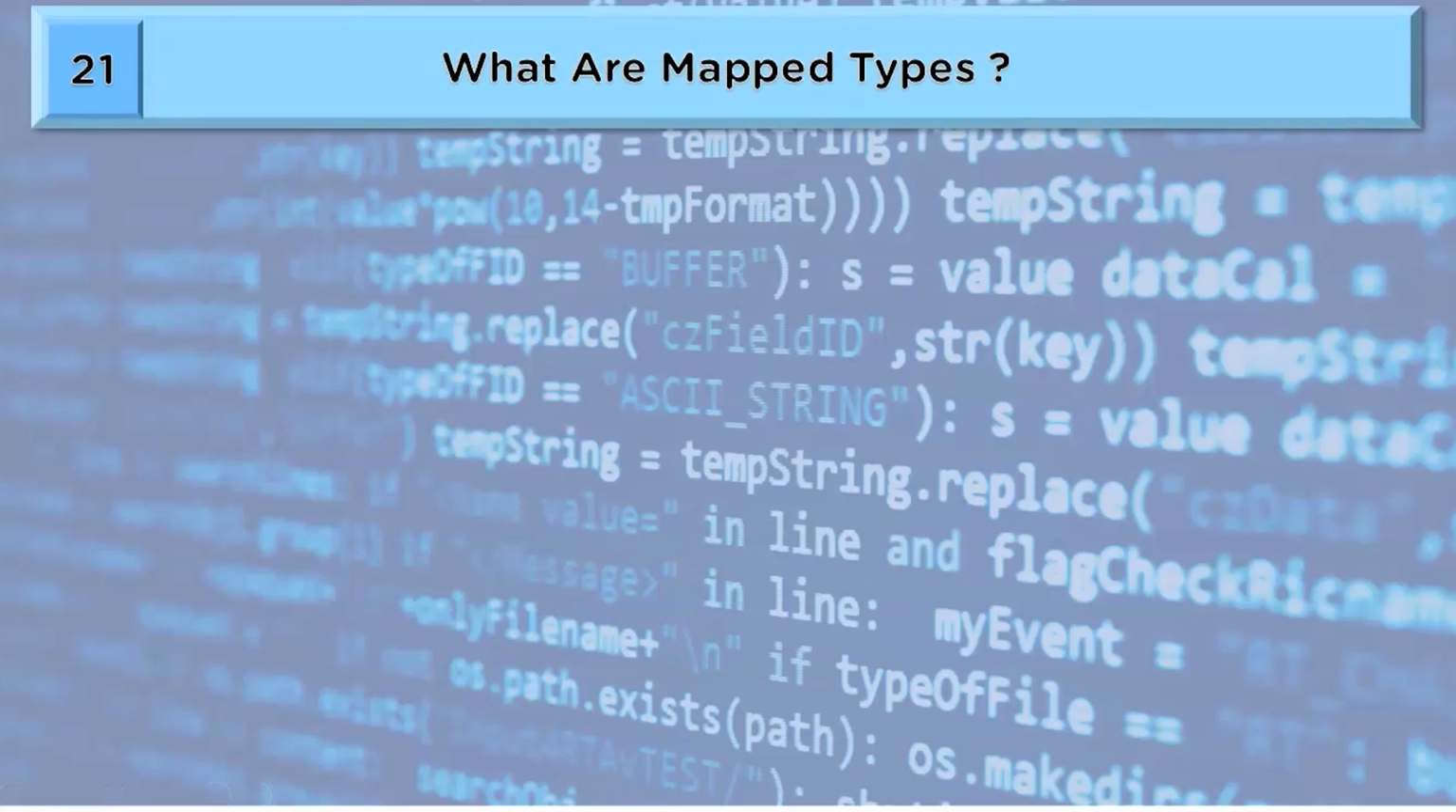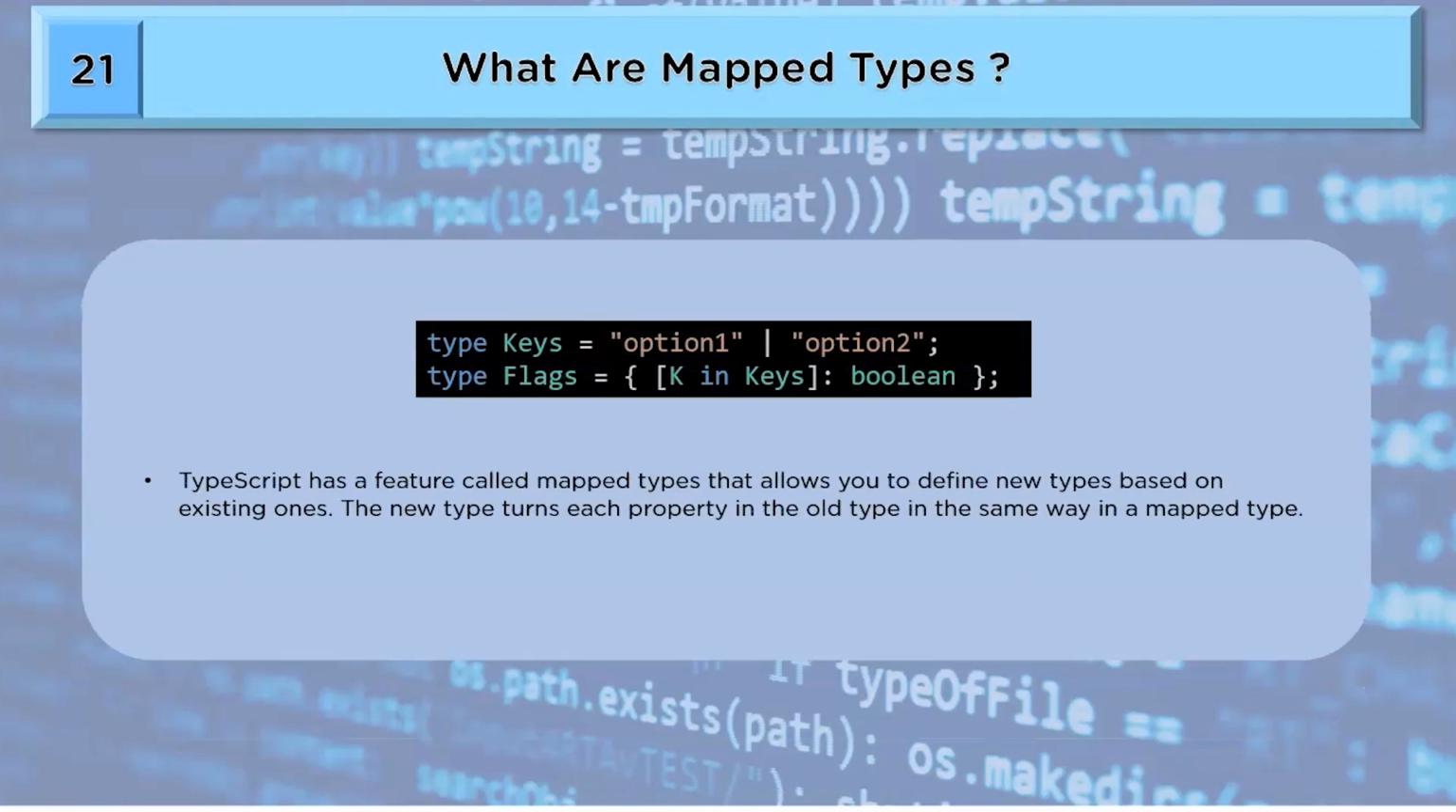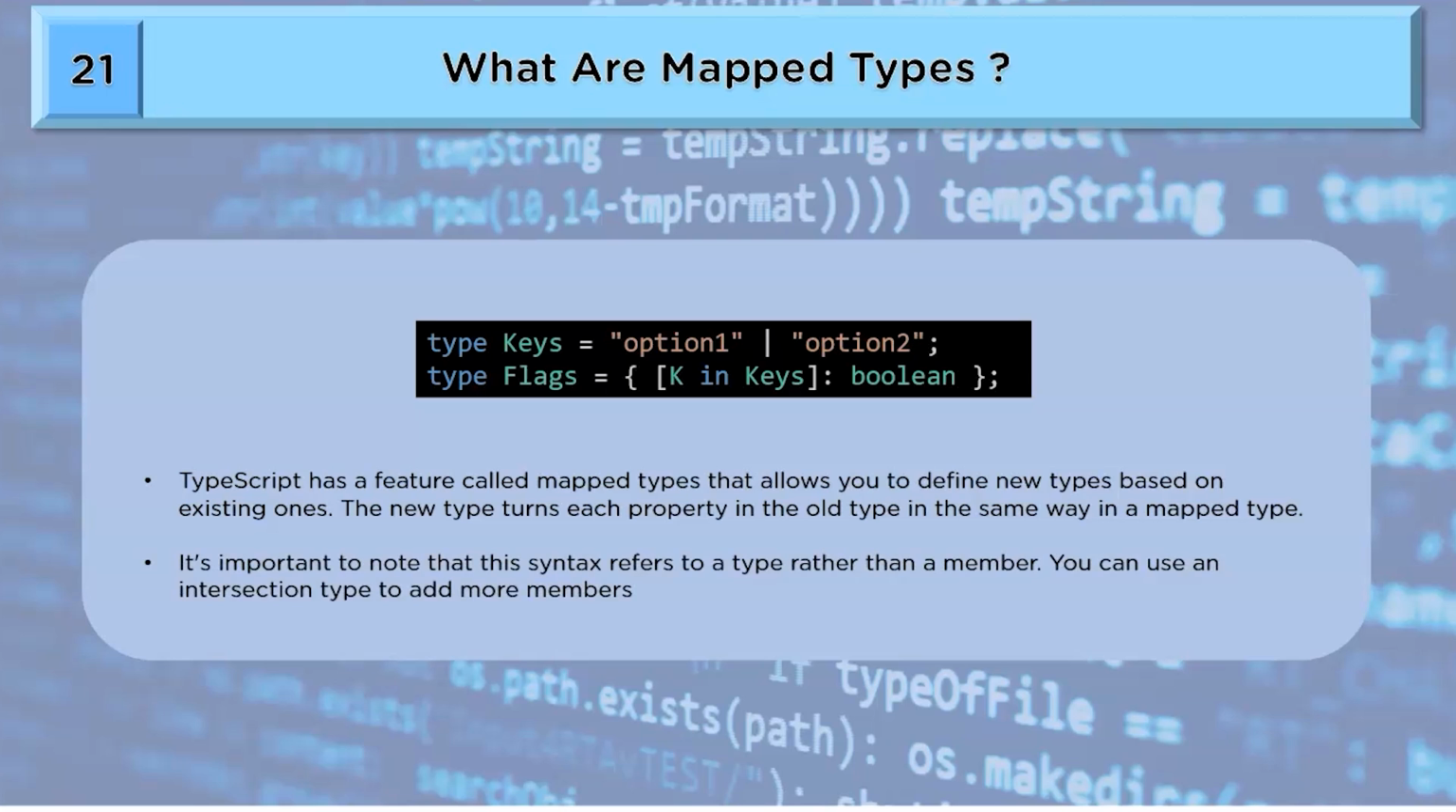What are mapped types? TypeScript has a feature called mapped types that allow you to define new types based on existing ones. The new type transforms each property of the old type in the same way in a mapped type. It's important to note that this syntax refers to a type rather than a member. You can use an intersection type to add more members. As you can see in the example, it is the simplest mapped type and its parts are the type keys and type flags, where the syntax is similar to index signatures. With the for...in in the middle, there are three sections in total.